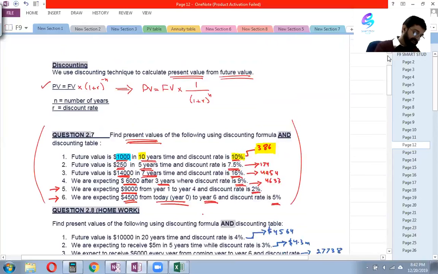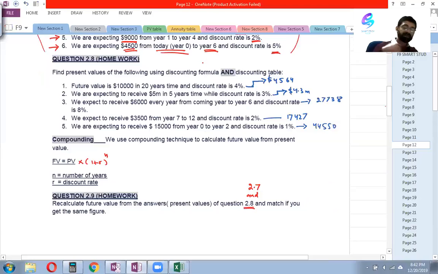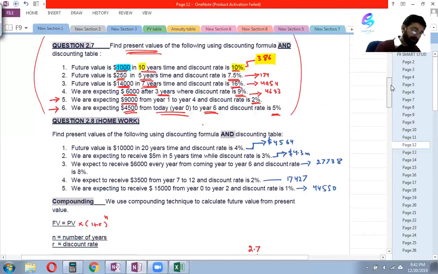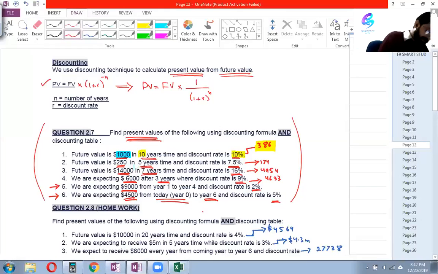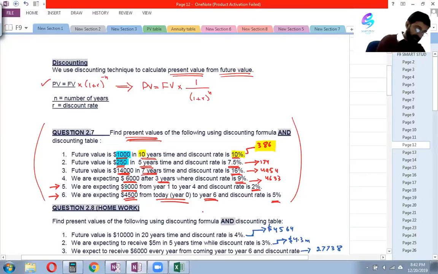So the homework is that this 2.7 and this 2.8 question, you have to do it again for compounding to get the answer what is actually given in the question. So if you do the second one, your answer should be 250. If you do the third one, your answer should be 14,000. If you do the fourth one, your answer should be 6,000 per year. No, so it's not per year, it's for the third year. If you do the fifth one, it should be 9,000 for every year. For the sixth one, it should be 4,500 for every year, right?